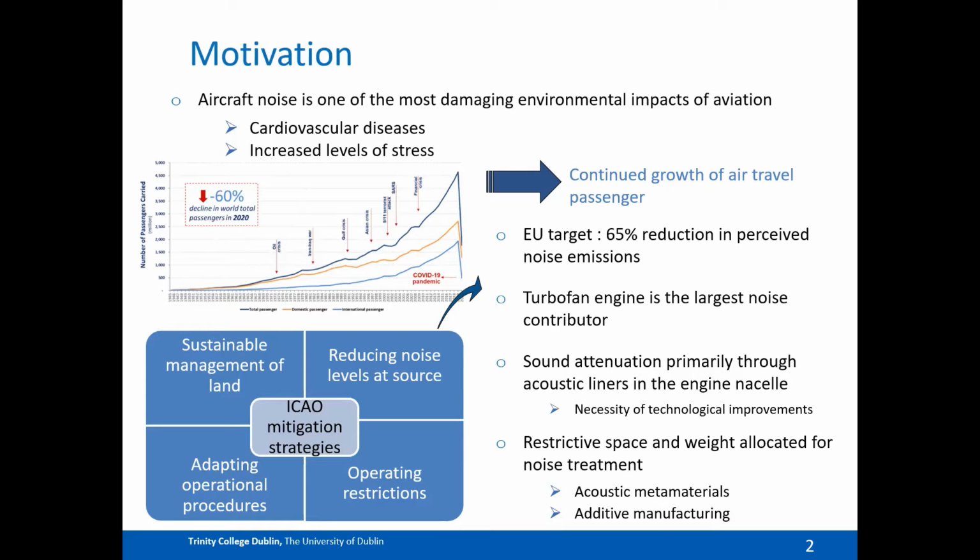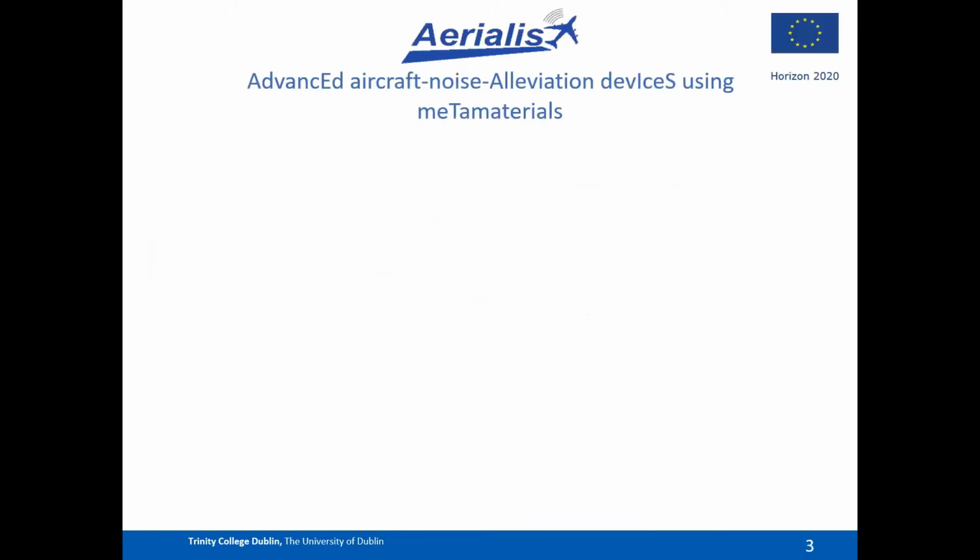The turbofan engine is the largest noise contributor in that regard, and currently sound attenuation is primarily achieved through acoustic liners within the nacelle. The space and weight allocated for noise treatment within the nacelle is quite restrictive. As such, there is a potential for acoustic metamaterials to become a better suited alternative to liners for noise mitigation. And this avenue has been aided by the advancement in additive manufacturing.